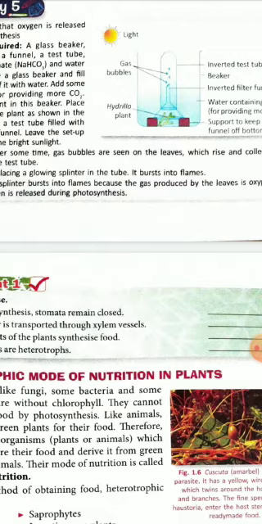Glowing piece means, suppose we just lit a matchstick there. So it burnt rapidly. The wood in the test tube burnt rapidly till the air inside it was used up.